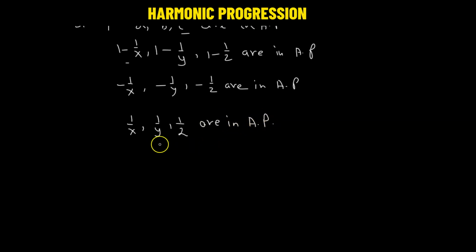Now, if they are in arithmetic progression, then the reciprocals of each of the terms, which are x, y, and z, are going to be in harmonic progression. So hence, we have successfully shown that x, y, z are in harmonic progression.